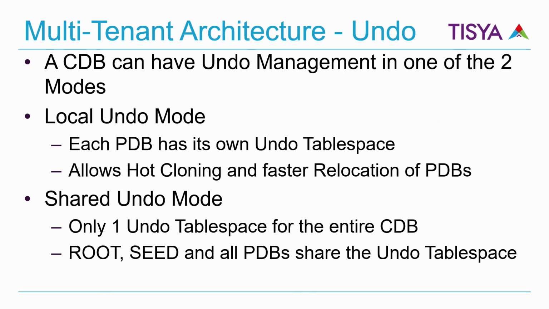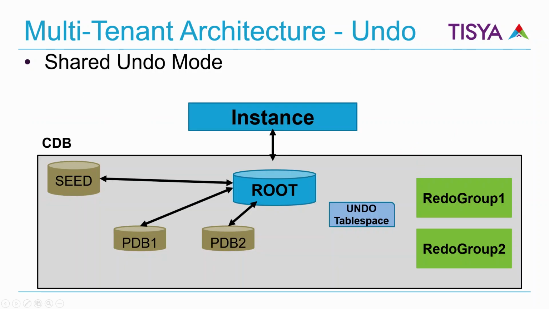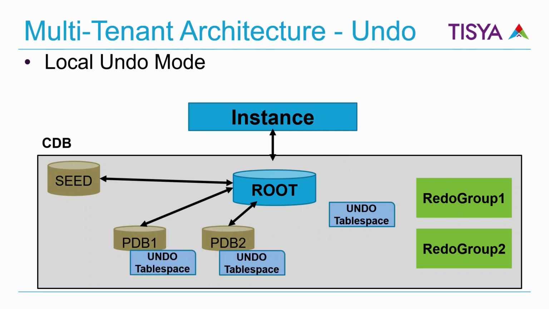So what is the difference? If you use shared undo mode, there is one undo table space in the CDB which is used by all the containers within that CDB. Whereas if you configure to use local undo mode, then each PDB will have its own local undo table space which will be used by the respective PDB, and only root will use the undo table space at the CDB level. Thus, that is the difference between local and shared undo in the container database.